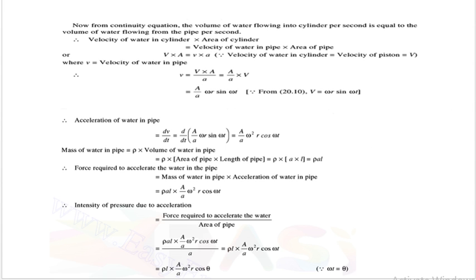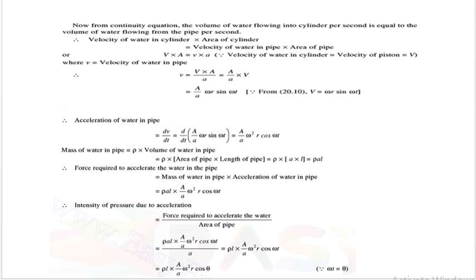Now if we need to calculate the mass of water in the pipe, we all know that mass is equal to rho into volume of water in the pipe. Rho is the density. We can calculate volume with the help of area of the pipe into length of the pipe. Area of the pipe is small a, length of the pipe is L. So mass of water in the pipe is equal to density into area into length, that is rho a L.